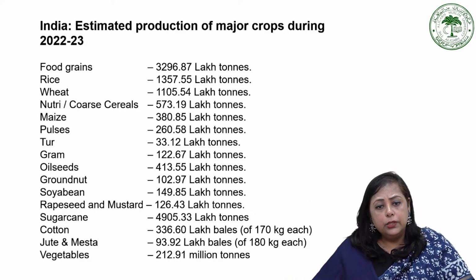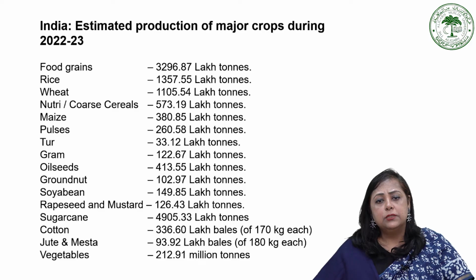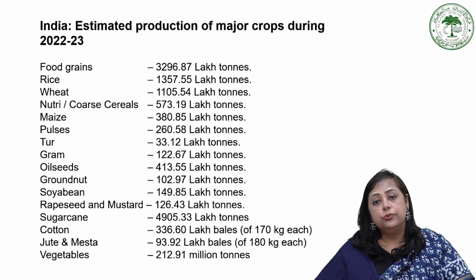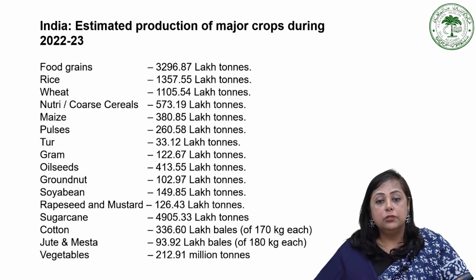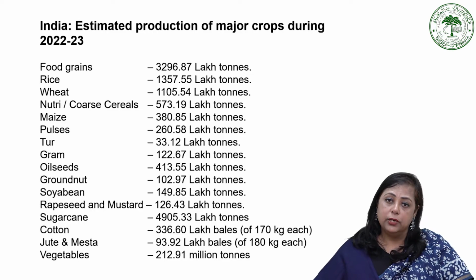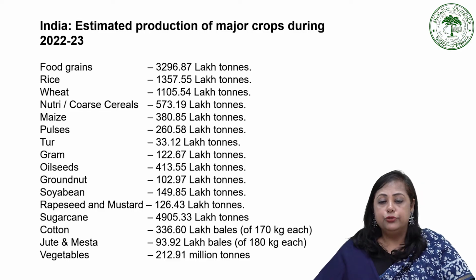So India's estimated production of major crops during 22-23, like food grains, we have grown around 3,296.87 lakh tons, rice 1,357.55 lakh tons, wheat. So like this, we are growing a lot of food products for food security.